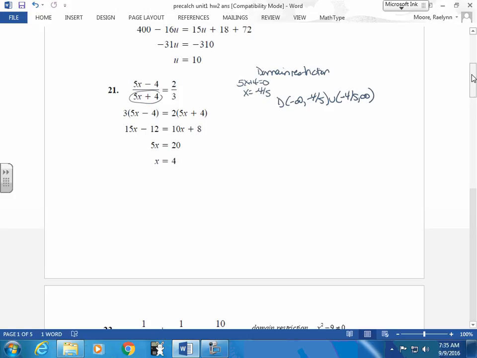So cross multiply, multiply both sides by 5x plus 4, whichever you like there. Cross multiply is probably the easiest. And solve.